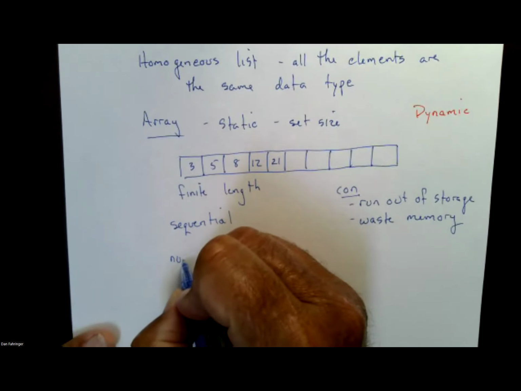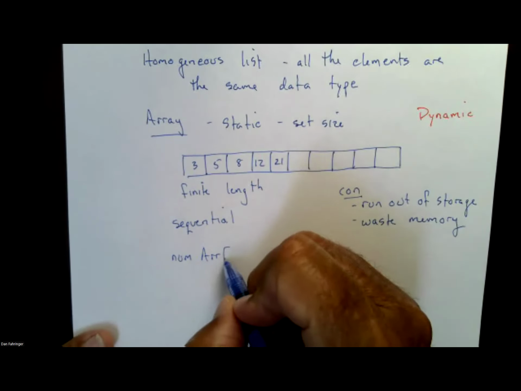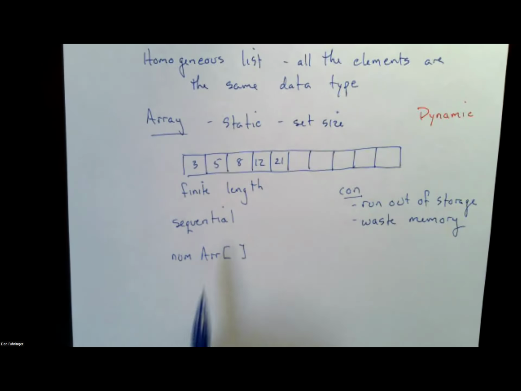So, going back, we have something like num array, and num array was the name of the array. It was also the memory location, the starting memory location. If this was integers and this was three, it would know to move over 12 memory spaces.